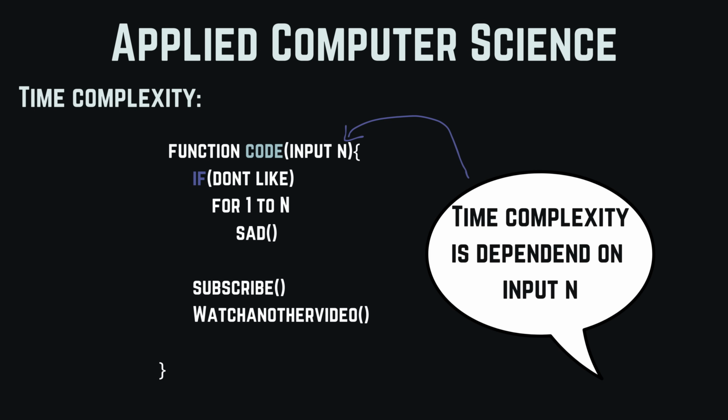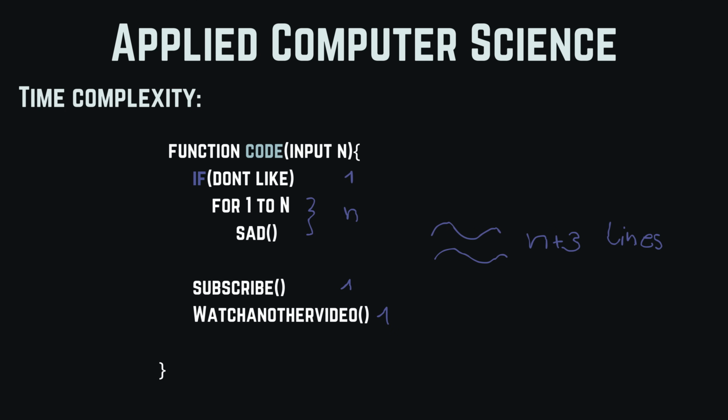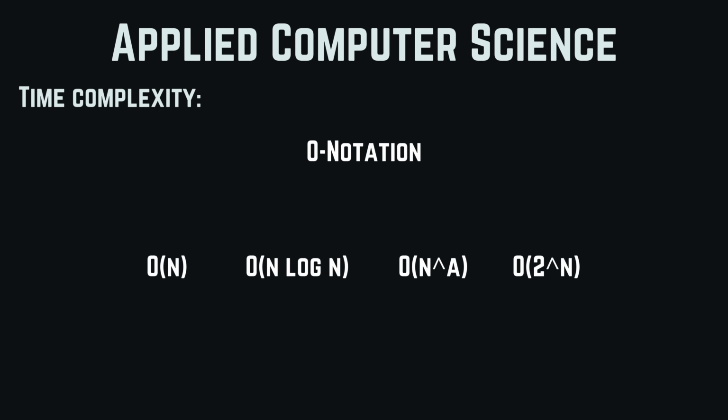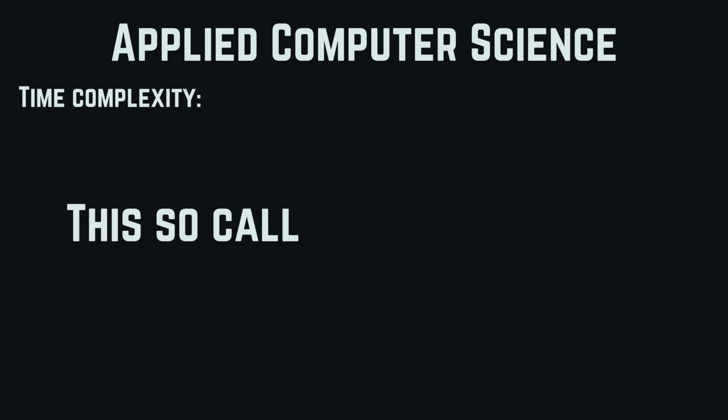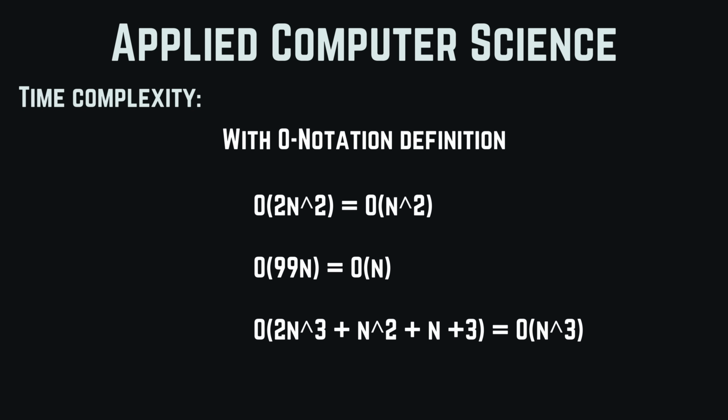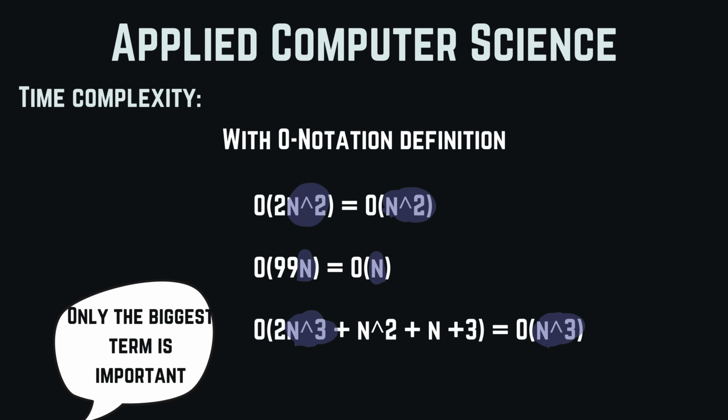We're going to make the size dependent on the input of the code, which we call n. And depending on n, how often the code gets executed, we're going to use these notations: O of n log n, O of n to the power of a, and O of 2 to the power of n. This so-called big O notation helps us to give a rough estimation and not to worry about the exact numbers of how many lines really got executed. Look at these examples. As we can see, you only care about the biggest term and not about the constants.